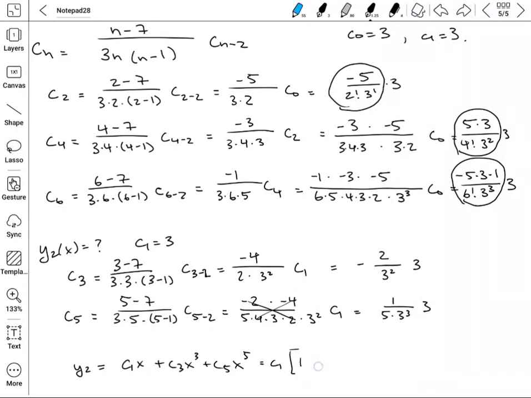And WebWork wants your answer with C1 factored out. So my C1 x is just 1 times x. My C3 x cubed, I just pull that 3 for C1 out front, so I only do that minus 2 over 9 x cubed. And then for my C5, again, I'm just going to remember that a C1 of 3 has been pulled out front, and I only do that 1 over 5 times 3 cubed on the bottom, x to the 5. And the thing that I've underlined, or the thing inside square brackets, is what you'll put into that final box on your WebWork.